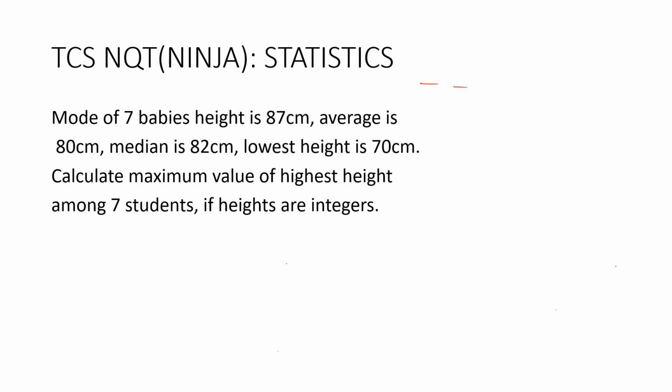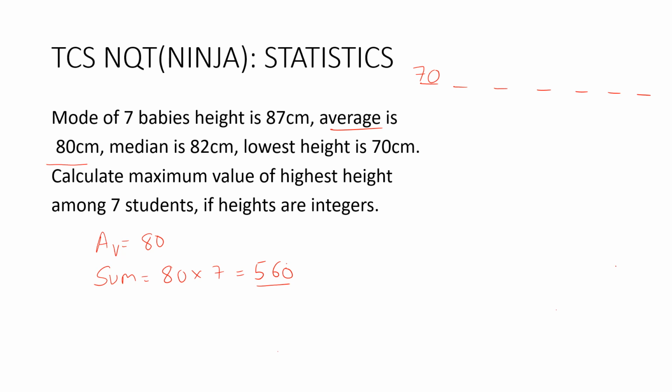They talk about 7 people. 1, 2, 3, 4, 5, 6, and 7. Now, the lowest value is given as 70. If I'm going for an ascending order, this has to be my first term. And the average is 80. Now, what is the significance over here? The average of 7 terms is 80. So, if the average of 7 terms is 80, you would agree that if I wanted to find the sum, it would be 80 into 7. That has to be 560. Okay, so my sum has to be 560.